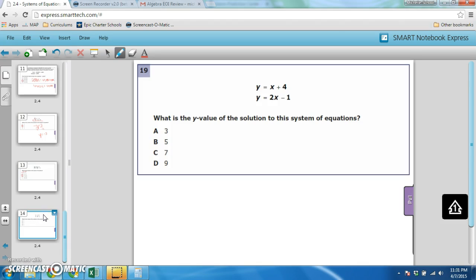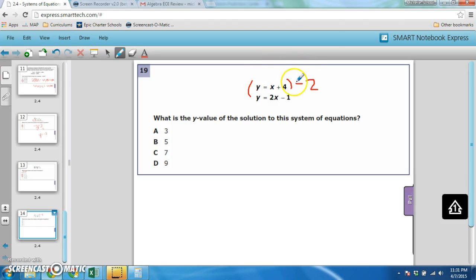Okay, last one. What is the y value? We're trying to find the y, then that means we need to get rid of our x's. We have a positive 1x and a positive 2x. I think the easiest solution for me would be to multiply this first equation by negative 2. That way I have a negative 2 and a positive 2, and then they'll just cancel out.